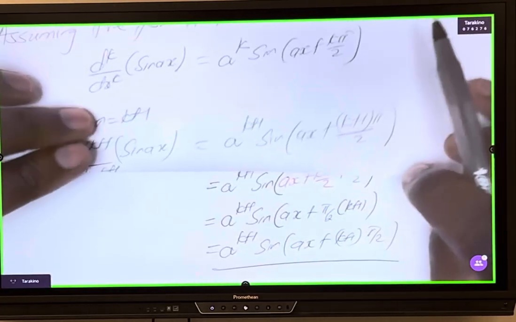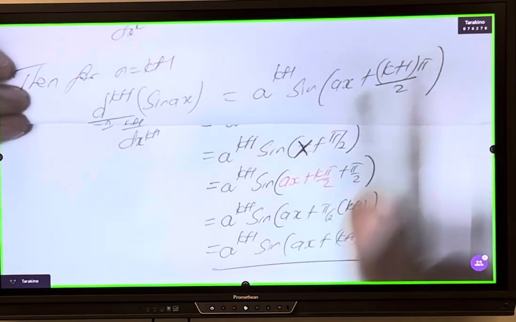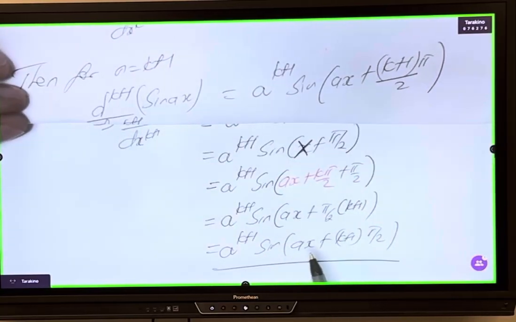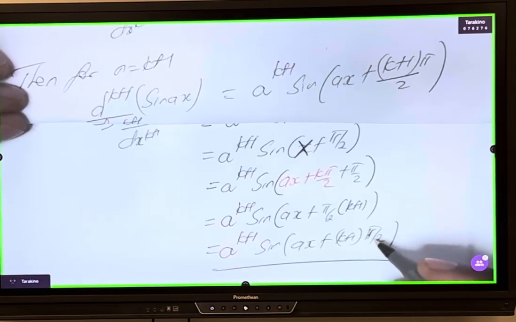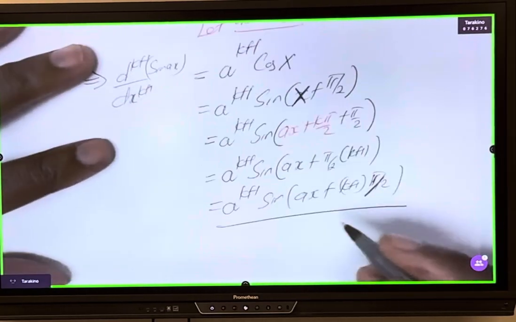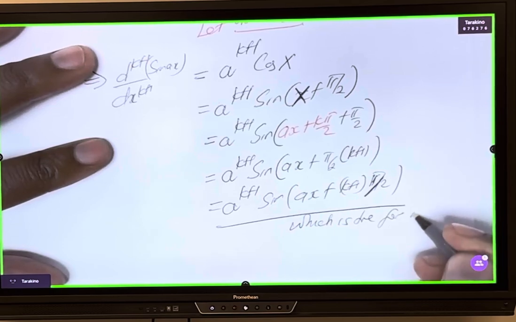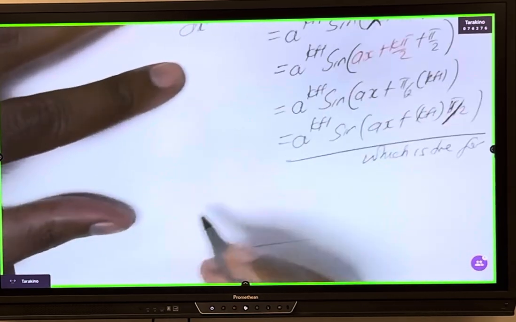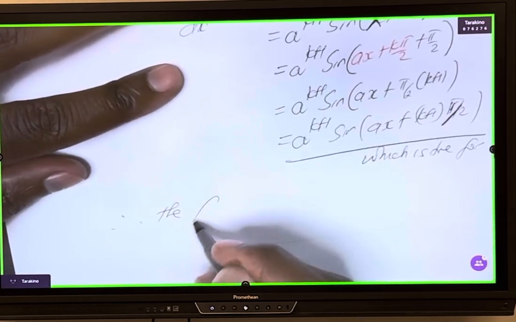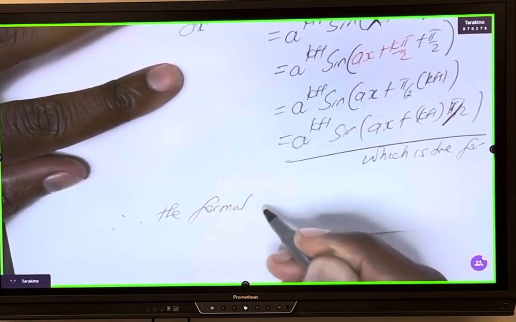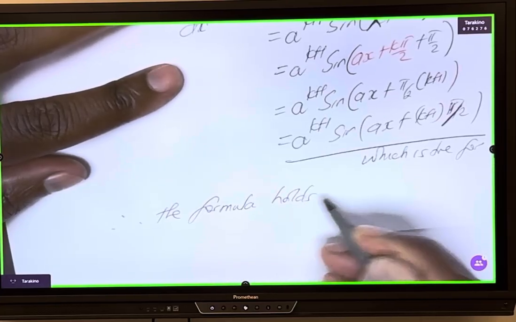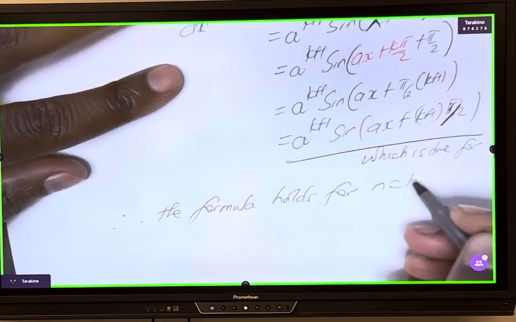This is exactly what we are trying to show here from this result, which is that one here, right? Which is exactly the same. Okay, we can just say it's all over 2 or just over 2, it is the same thing, right? So, which is true for n equal to k plus 1. Therefore, the formula holds for n equal to k plus 1.